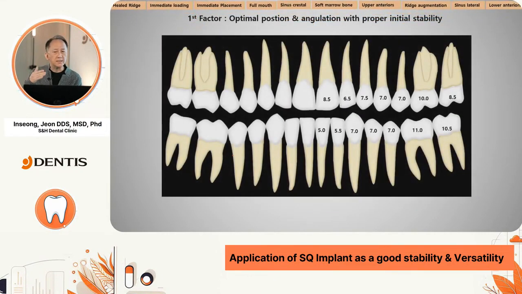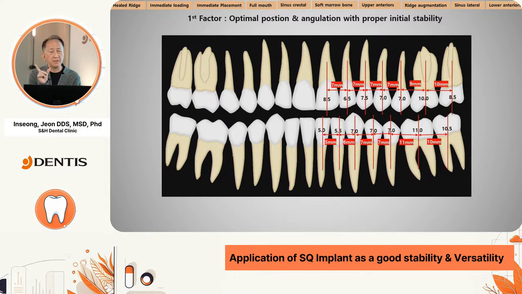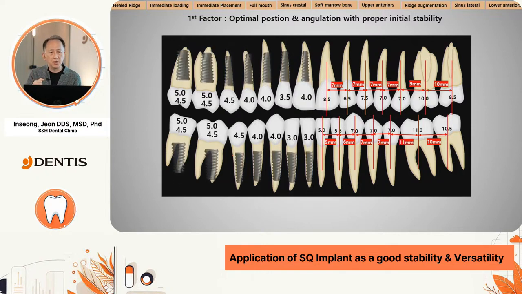So first, we have to evaluate the implant diameter and implant length. Each tooth has its own diameter, so your SQ implant selection depends on the tooth area. From the central incisor to the second molar area, you can select the proper SQ implant length, SQ implant diameter, and proper surgical skill. Please remember, bone width, bone height, and finally bone angulation influence many, many surgical skills here. So optimal position with angulation and proper initial stability is the first step.